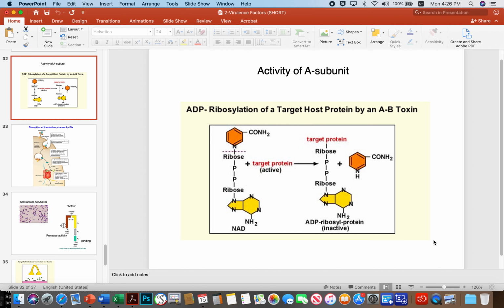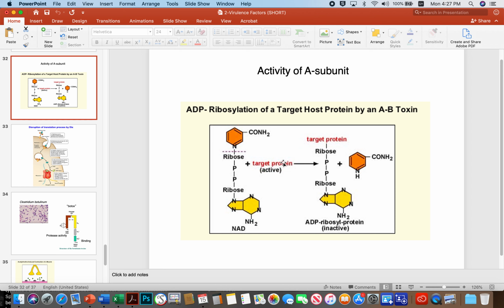An example of the activity of an A subunit of a type 3 AB toxin is ADP ribosylation of a target protein. That works pretty much like this, where you have NAD, which is an electron carrier that's typical in cells. It consists of a nicotinamide and ribose, phosphodiester bonded to another ribose, and then an adenine. So nicotinamide, ribose, phosphate, ribose, and then adenosine.